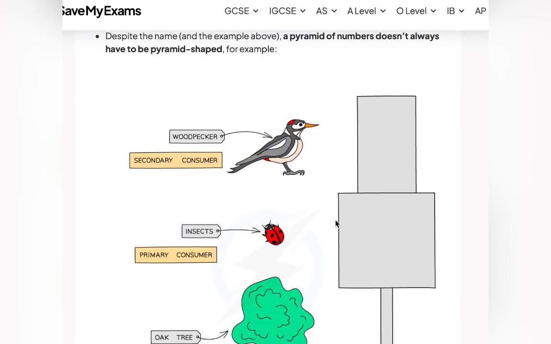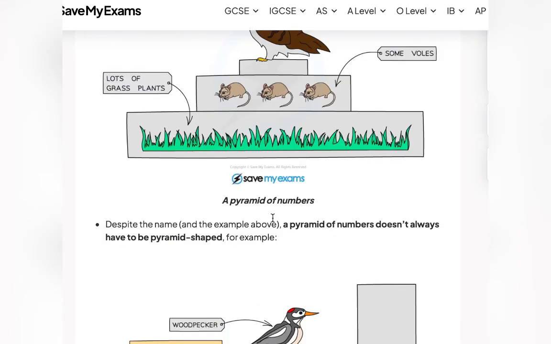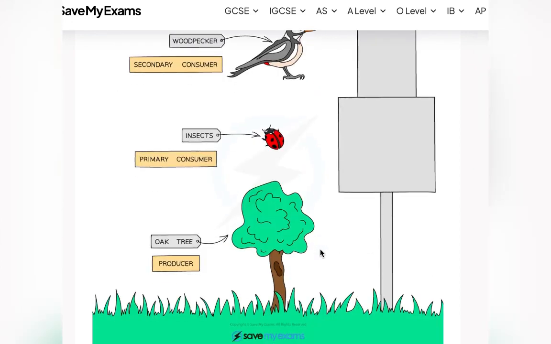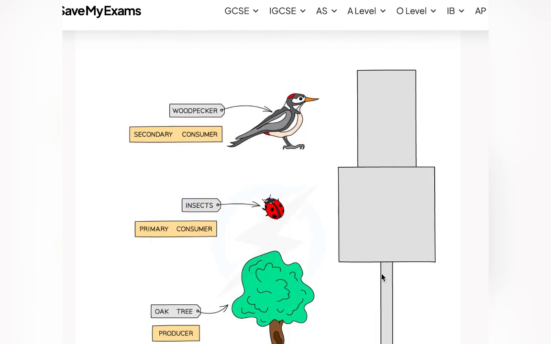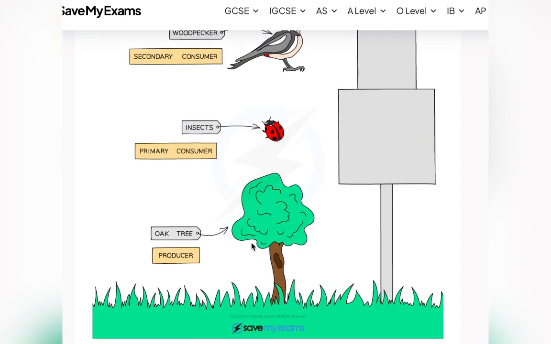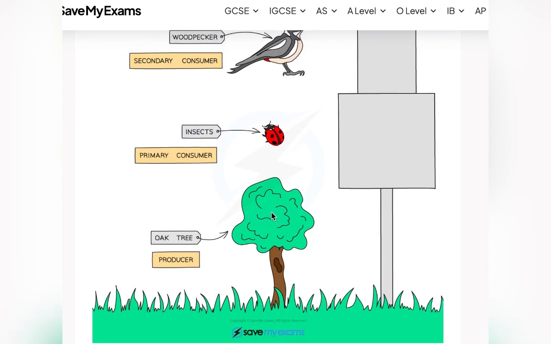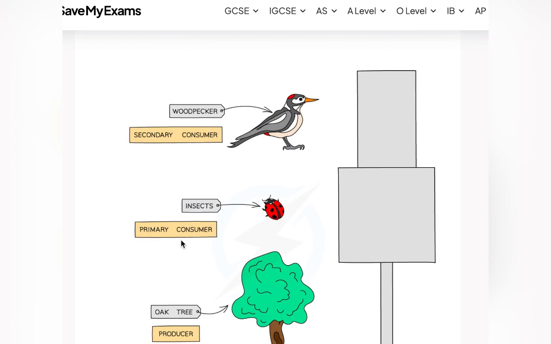Now, let's go to another one. Despite the name and the example above, does a pyramid of numbers always have to be pyramid shaped? It doesn't always have to be pyramid shaped. It can be like this. Probably we're looking at one plant which is the producer, an oak tree, and then we have insects that are eating from it. Maybe the insects, the primary consumers, are more in number and are eating from this.